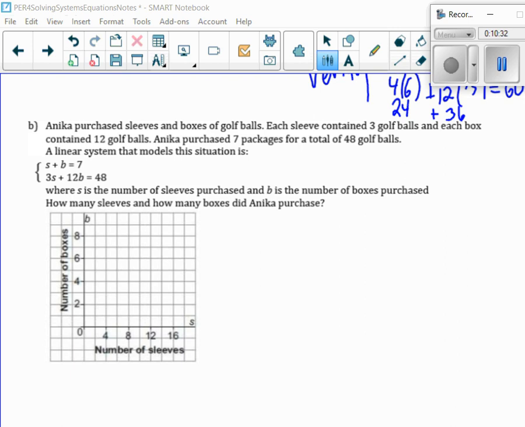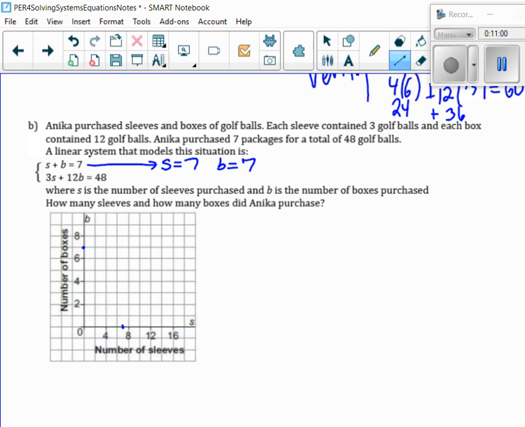S plus B equals 7. Huh? XY intercept graphing? So what's my S intercept? 7. What's my B intercept? 7. So I put a point on 7. So 6 is the middle. 7 is right there. And then for my B, it's 7, which is an actual point there. And then we connect it.